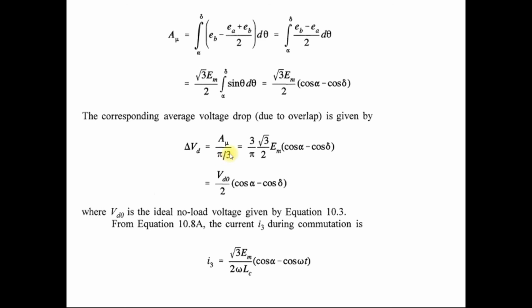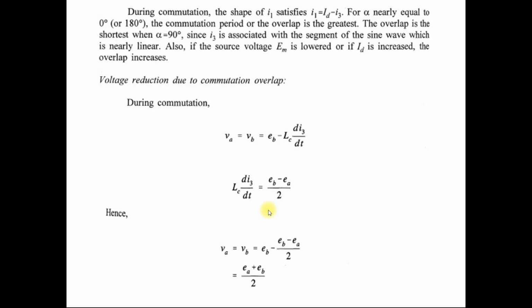So dividing by pi by 3 gives 3 by pi, and the value of A nu that we derived here is root 3 m by 2 (cos alpha minus cos delta). As we know, the value of 3 root 3 Em divided by pi is nothing but VD0. We already derived this in the previous lecture, lecture number 15. This VD0 is the no-load ideal voltage. So we replace 3 root 3 Em by pi with VD0, divided by 2, and this (cos alpha minus cos delta).